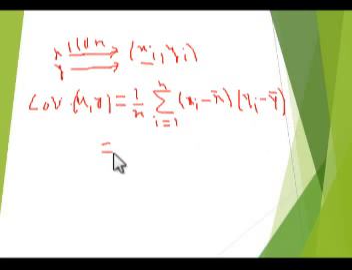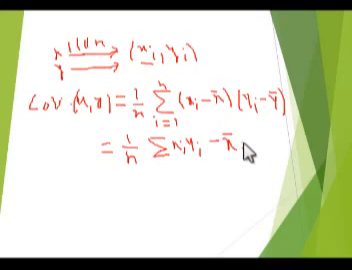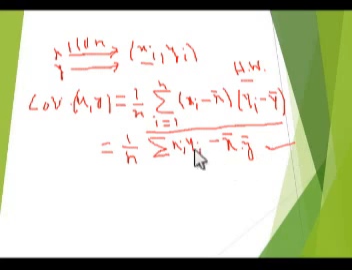In short, it can be written in this way: 1 by n summation of xi yi minus x mean y mean. If you expand this, you will get this. You must do this as homework. It is very interesting to watch how these are equal, how this equality holds. You must check it yourself.